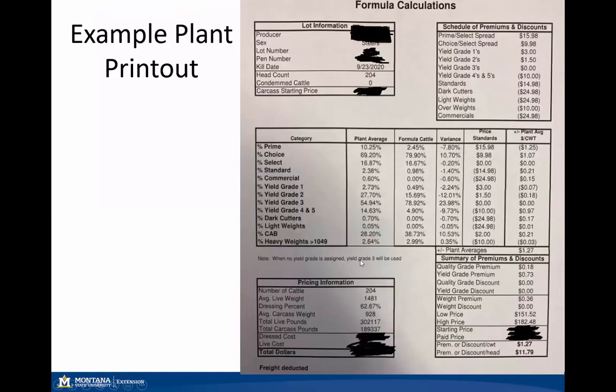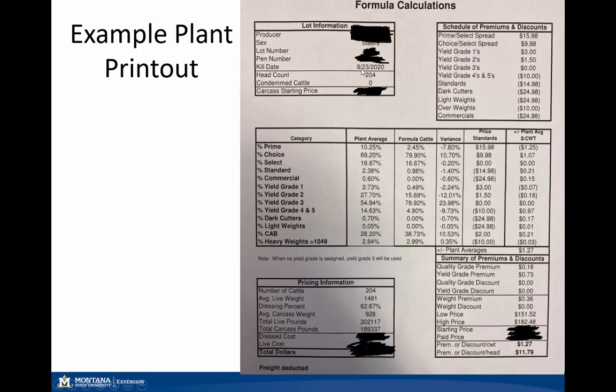So to give you an example of a plant printout, if you're retaining ownership, or if you are sending your animals to the feedlot, you may receive a plant printout based on your lot of cattle that entered the plant that day. So this is just an example. Some may change and have different measurements available for you. Some have actually moved into video pictures for direct ribeye measurements and things like that. It depends on the plant you go to. But, you'll have your information up here.